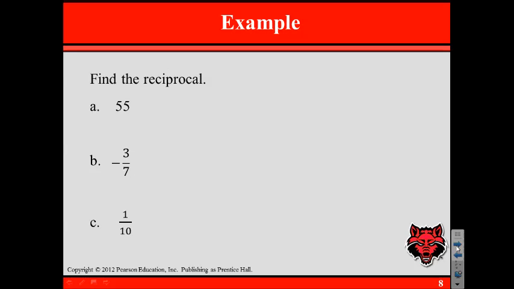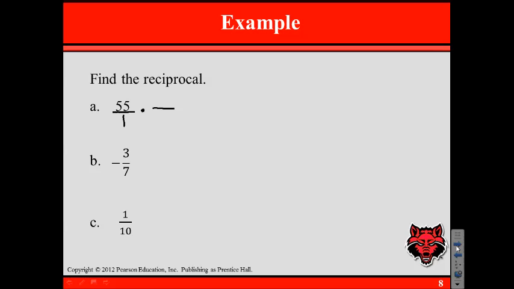So let's find the reciprocal of the following examples. We will go through the process and use the definition to find the reciprocal of example A, and then we'll use a shortcut for B and C. For A, we want to determine what we should multiply 55 by in order to have a product of 1. So the first thing I would do is change 55 to a fraction. Then I would multiply by another fraction so that I would have 1 over 1, or just 1.